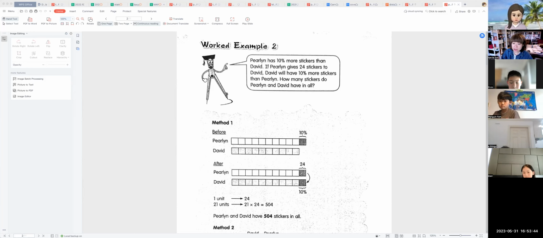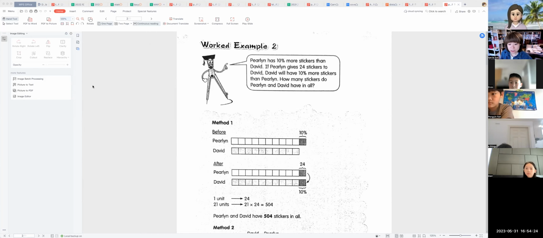So 1 unit is 24, and they are all together 1, 2, 3, 4, 5, 6, 7, 8, 9, 10. So they're all together 20 and 1. So there's all together 21 times 24, because they ask you how many stickers Pearland and David have in all, right? So basically Pearland has 24 times 11 at the very beginning, and David has 24 times 10 at the very beginning, but add them together is 24 times 21 together. Get it, everybody?